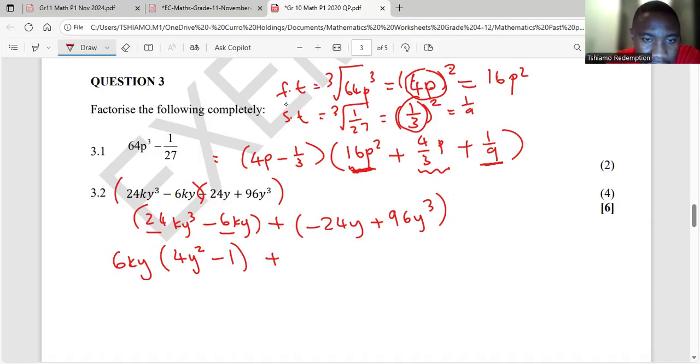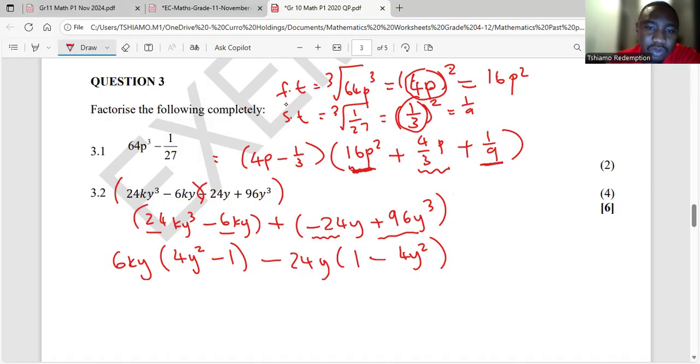Okay, let's see. Plus, okay, take out a common factor here. If I take out a common factor, I'm going to take out a minus. Yes, take out 24 as a common factor, negative 24y. If I take out negative 24y here, I'm left with 1. And then minus here 4y squared.